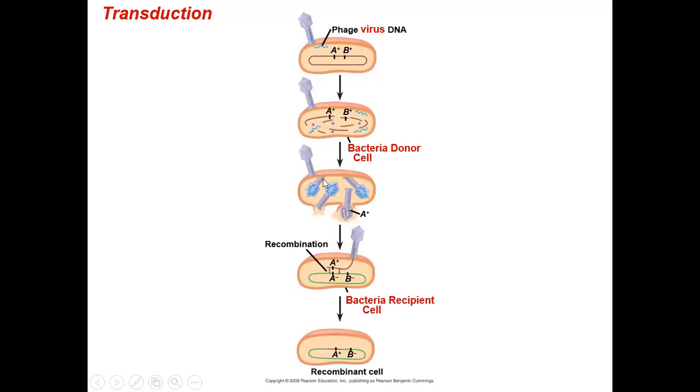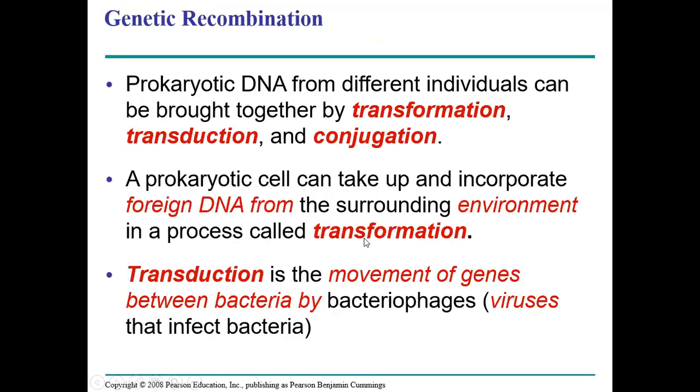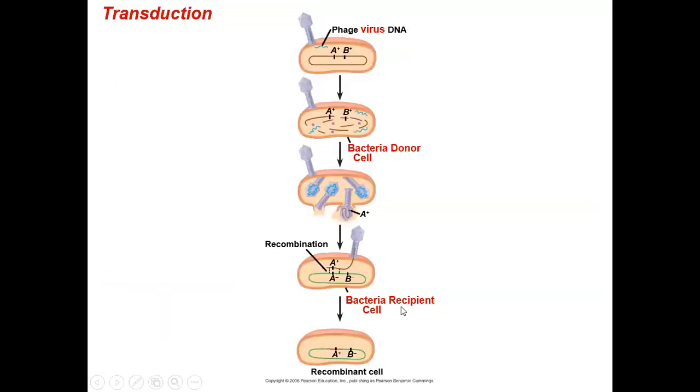And here, a portion gets trapped. For example, one particular portion is represented as A plus, and another portion is represented as B plus. That region gets incorporated into the viral body. So that is transduction, the movement of genes between bacteria by bacteriophages.